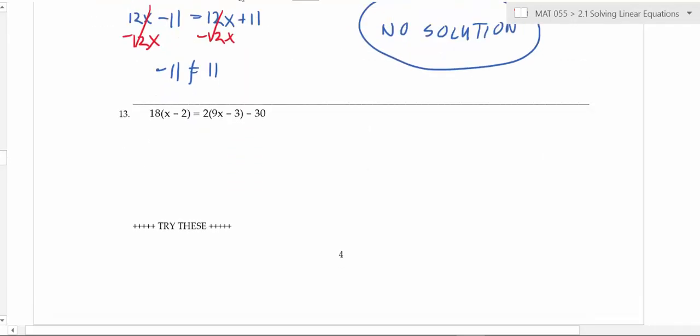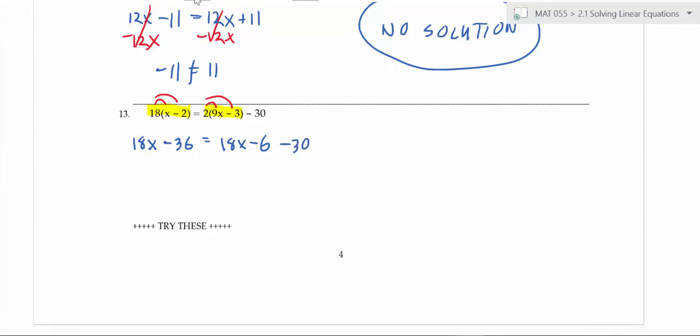Okay, next problem. Let's start this one. You have to do distributive property there, distributive property there. So we want to do distributive there, and we want to do distributive there. So 18 times x is 18x. 18 times negative 2 is negative 36. So you write that as subtract 36. This is 18x minus 6 minus 30, like that.